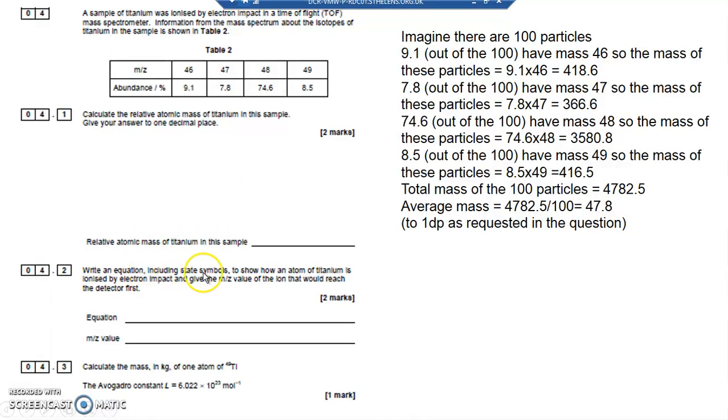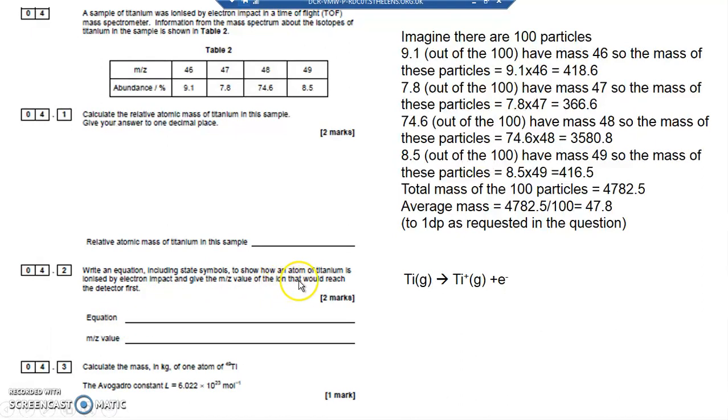Now write an equation including state symbols to show how an atom of titanium is ionized. So you've got Ti, and it's a gas. It's got to be a gas. So going into the time-of-flight mass spectrometer, it's a gas, and then an electron is removed from it, so it becomes Ti+. Again, it's still a gas. So including state symbols, they're all gases.